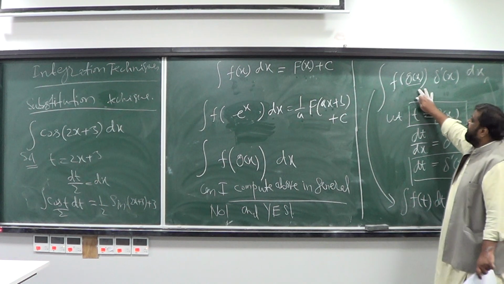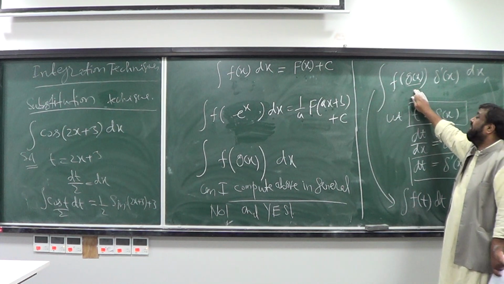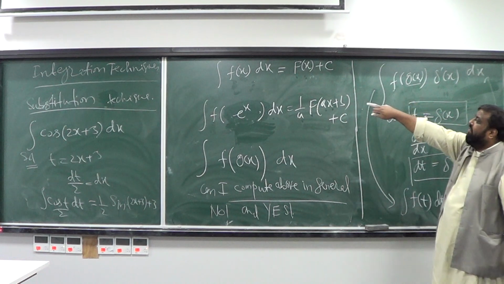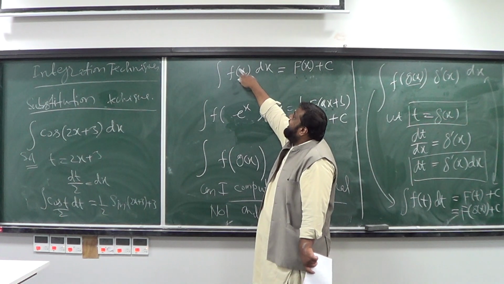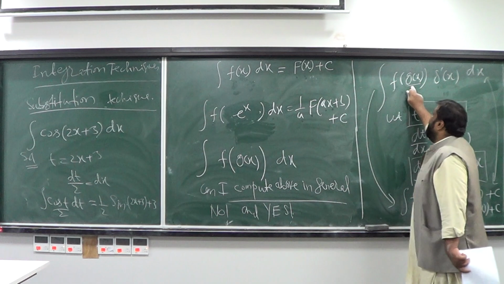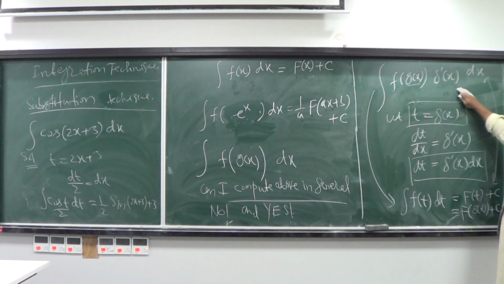So what kind of situation is this? In the given function f of x dx, you are replacing x by another function g of x. Then its derivative must be multiplied here. So if the derivative is multiplied here, then making these two substitutions will solve the problem.